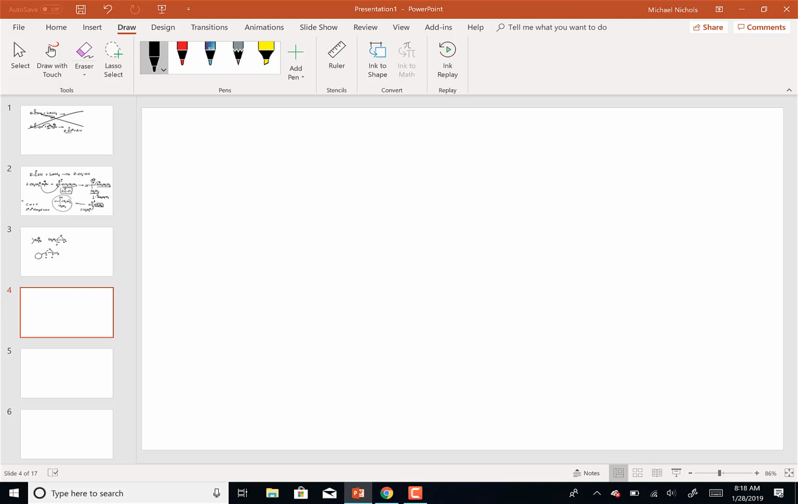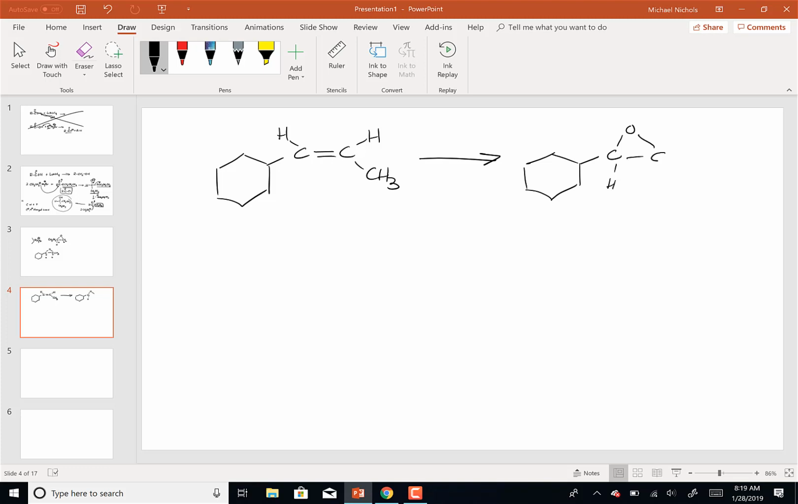So my first question is this. I want to know, how do I make an epoxide? Bless you. Got two reagents you can use. How do we make epoxides?